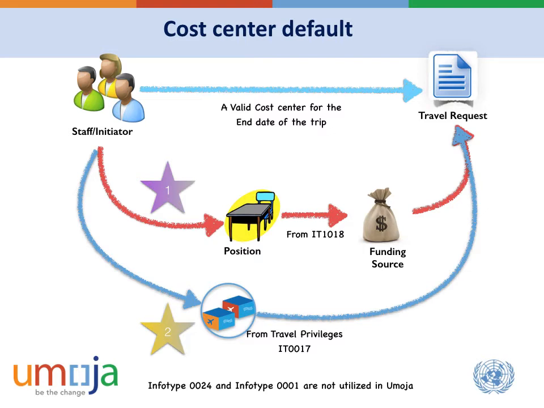For all the consultants and non-staff, info type 17 has been maintained with the cost center. However, for the staff member, most of the cost center is stored only in info type 18. So make sure the cost centers are in place for the position of the staff member for which you are creating a travel request. The standard SAP does not stop with info type 17, it goes to info type 24 and info type 1 to verify the cost center's authenticity or availability. However, in Umoja, we do not use info type 24 and info type 1 at this moment.